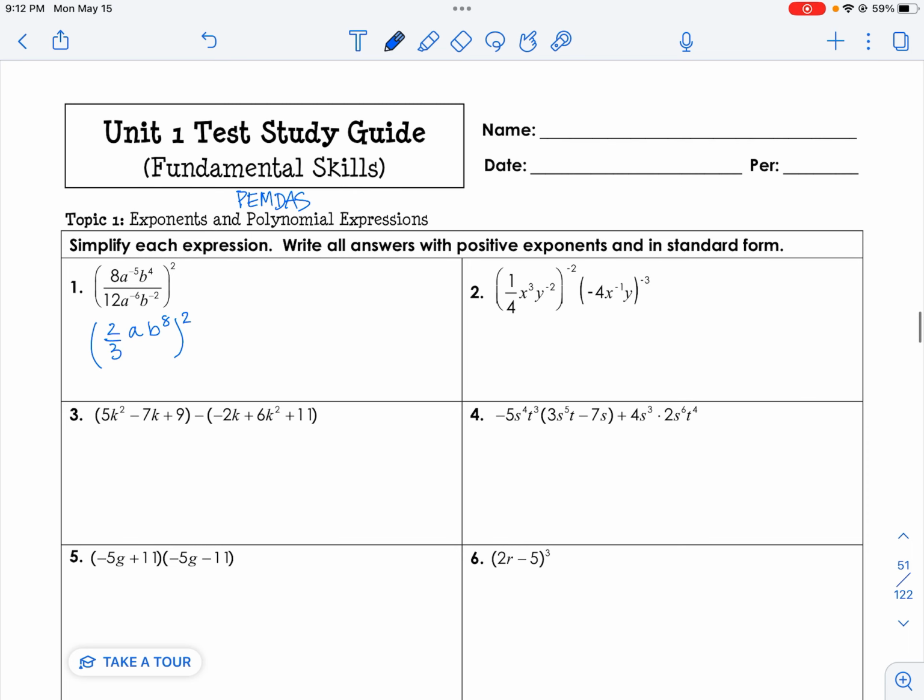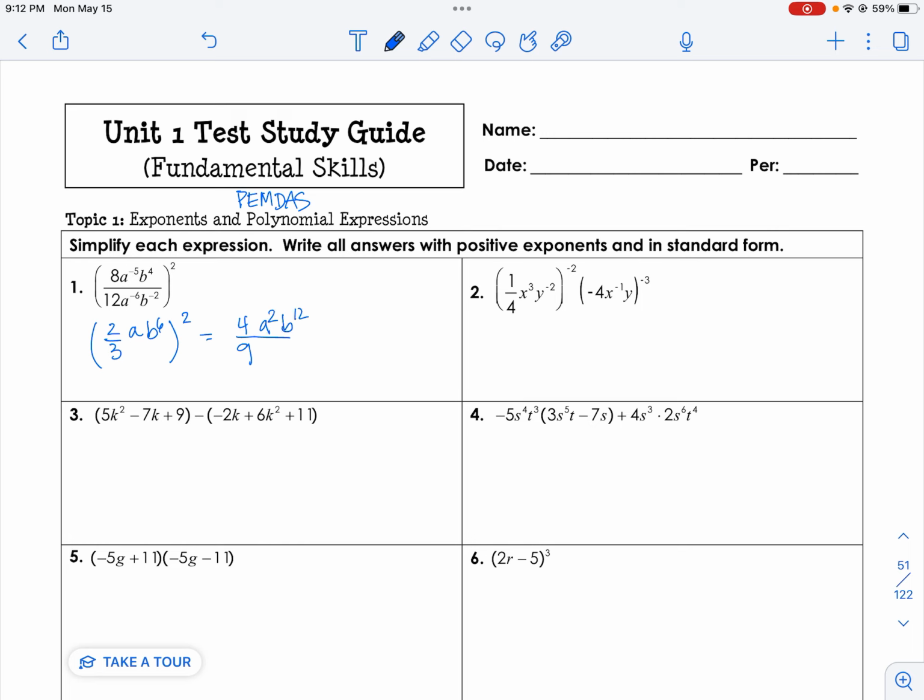Now I'm going to square that whole thing. Sorry, that's not true. I knew that didn't quite sound right. That should be b to the 6. Thank you. Now when I square all of that, I get 4 over 9, a squared, b to the 12.